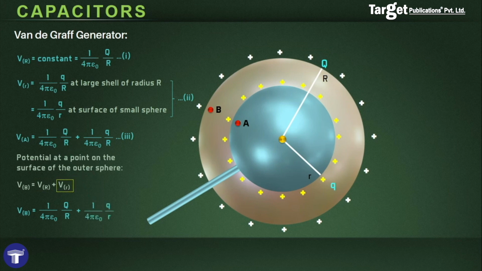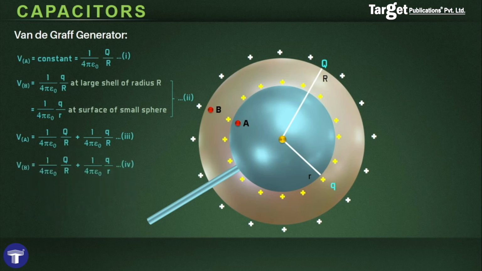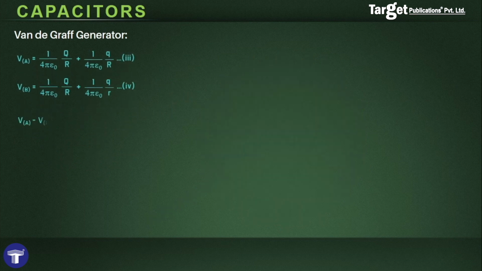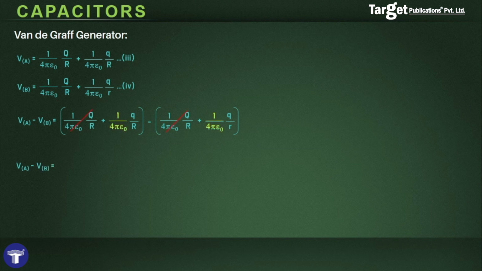Thus now we have the potential at point A and the potential at point B. Now we can find the potential difference between these 2 points by simply subtracting B from A, that is VA minus VB is equal to the potential at A minus the potential at B. The first terms in each of these brackets cancel on simplifying, and we get that the final potential difference expression is 1 upon 4 pi epsilon naught times Q upon small r minus Q upon capital R.